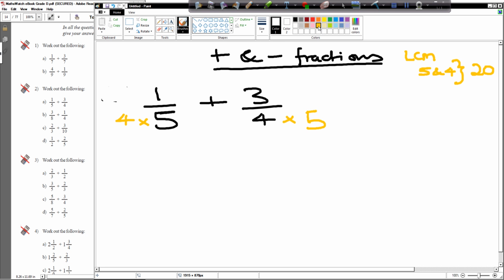So this 5 times by 4, yeah? Now, in mathematics, that's not enough. What we do to the bottom, we must do to the top to keep the fraction balanced. What we do to the bottom, we must do to the top. So what we're doing here is called equivalent fractions. We are making these fractions equivalent. Okay? So now if you multiply that, let's see what we get in the next line then. So 4 times by 1 is 4. 4 times by 5 is 20.